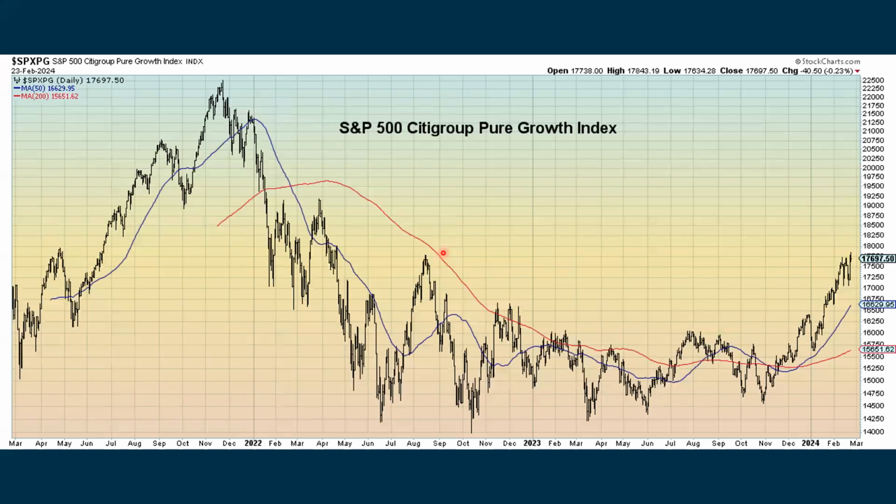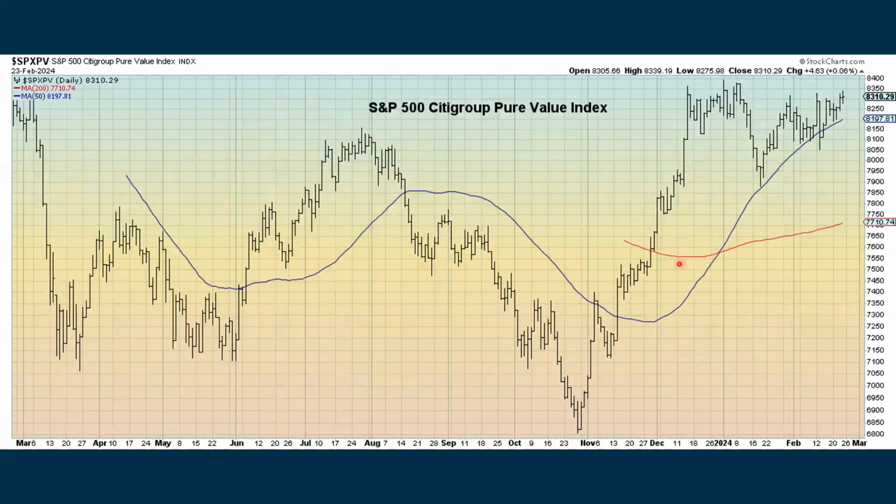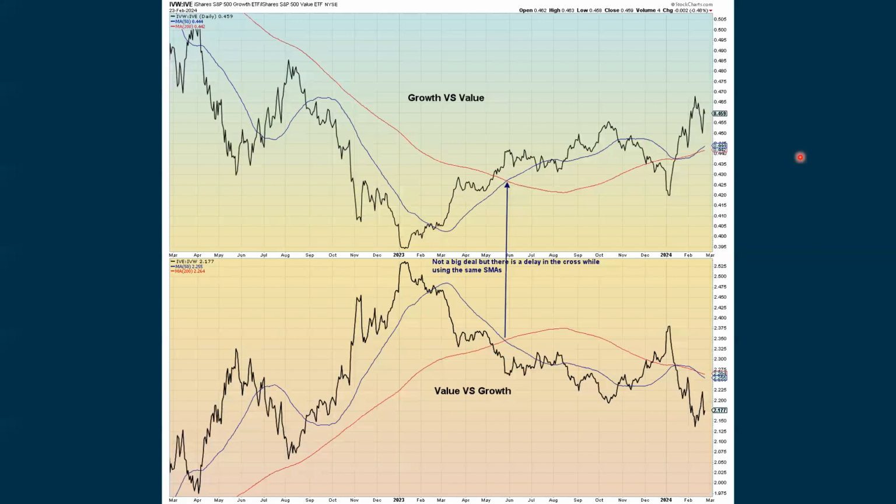The first thing that we look at is just a growth index all by itself. And this is in an uptrend. We have the blue line above the red line, and we're going higher. We compare that with the value index, which is also in an overall uptrend, as the market's been doing fairly well lately. Where we get some insight is when we do ratios between the two.